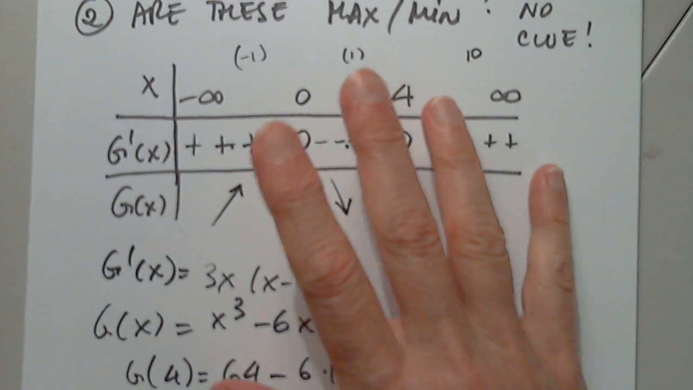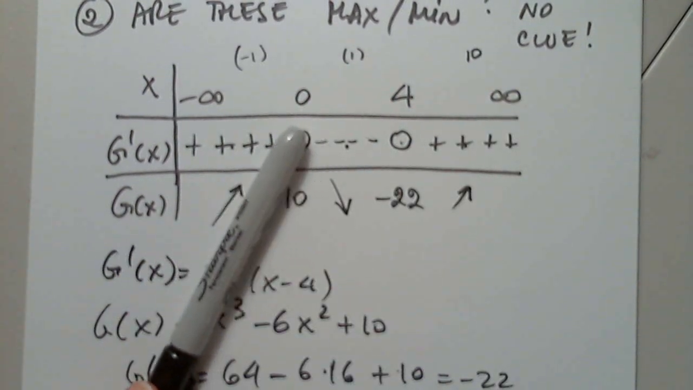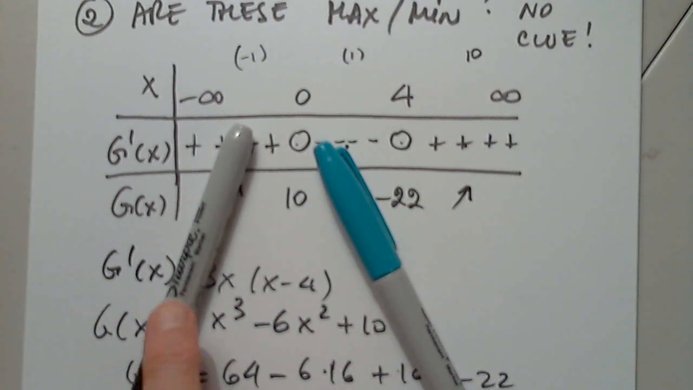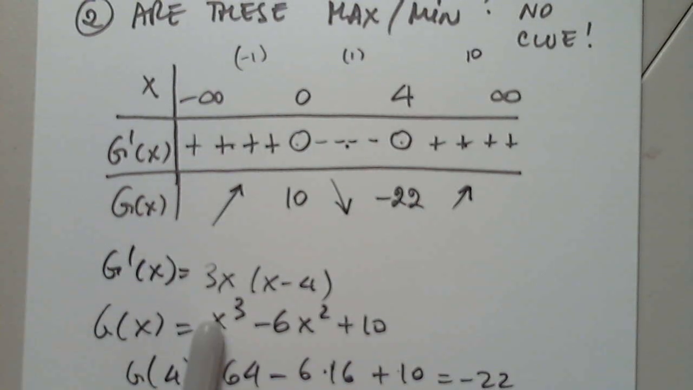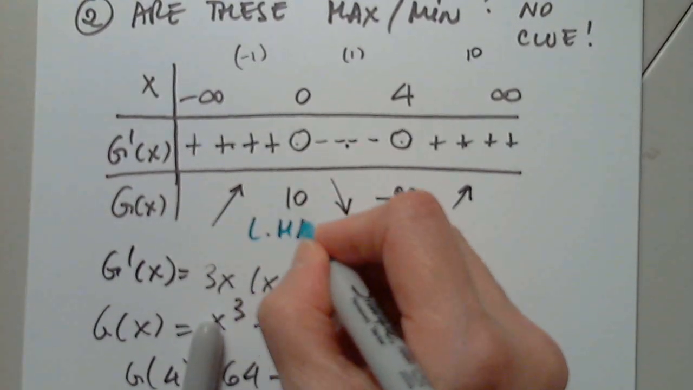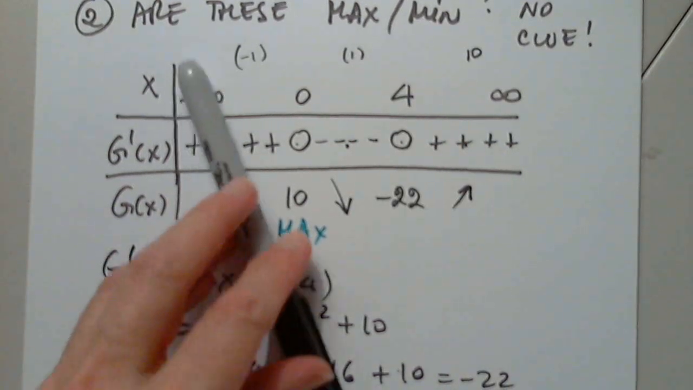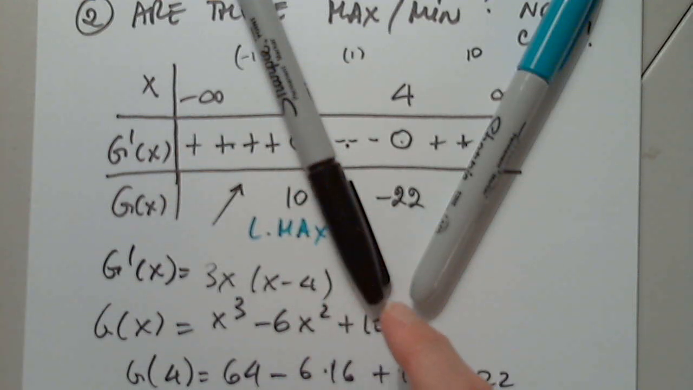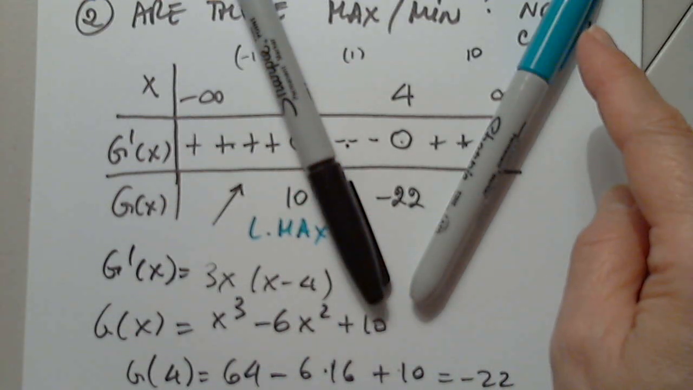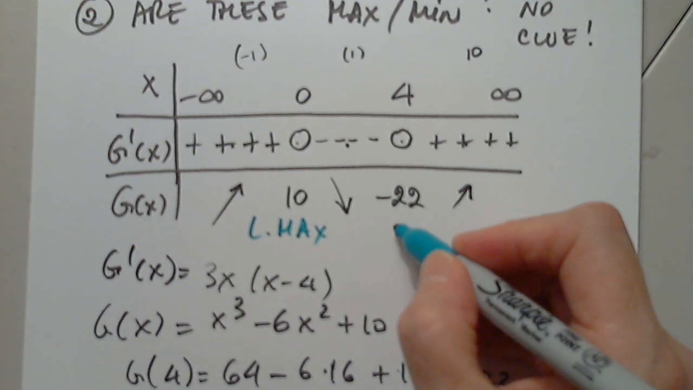So then, what type of point is 0, 10? A max. Very good. Local max, awesome. Now, what type of point is 4, negative 22?